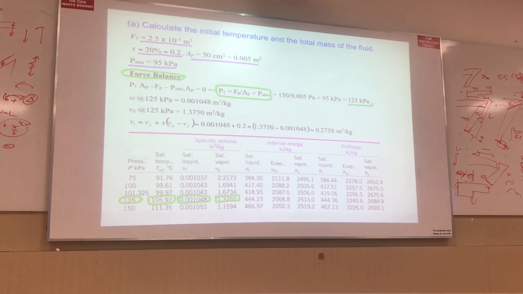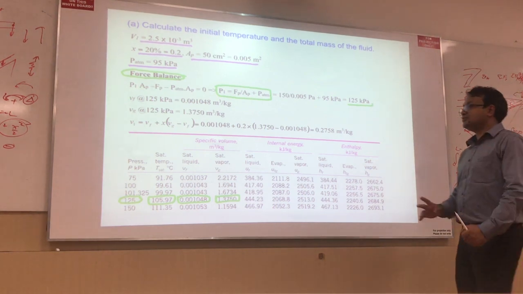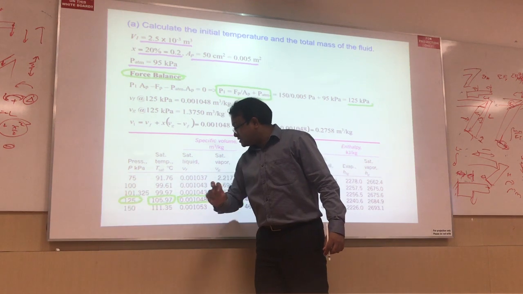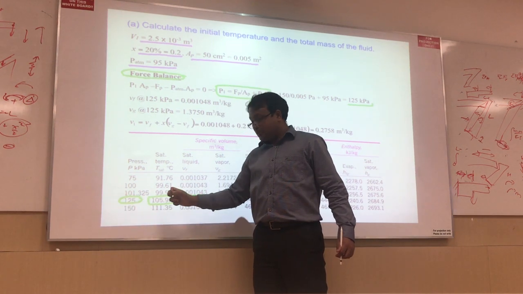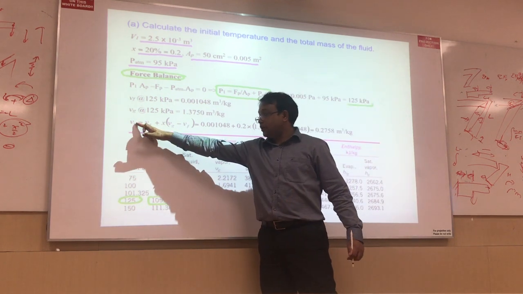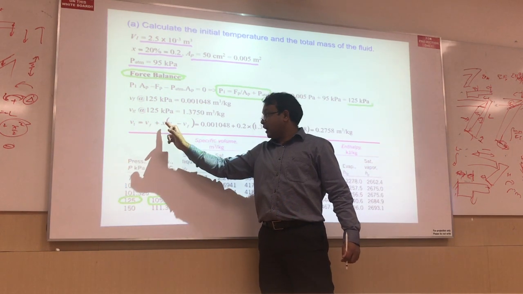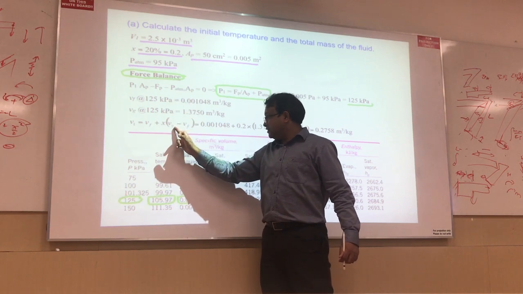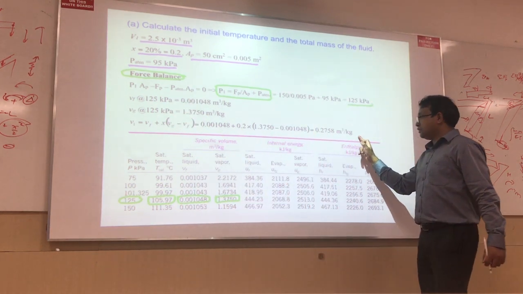You understand? Please listen, otherwise your exam will be dying. I tell you. At 125 kPa, you calculate T. You calculate Vf and Vg. Okay. Right? Then you can calculate V1. Because I know Vf, I know X is given, and Vg, Vf I know, I can calculate V1.